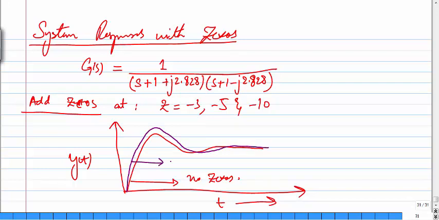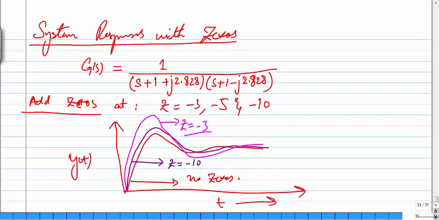So this is at z equal to -10. As we come near to the dominant poles, the response behaves like this. And this is at z equal to -3. So the main idea is, as you come near to the 0, it will affect the response. Otherwise the 0 doesn't affect the response of the system much.